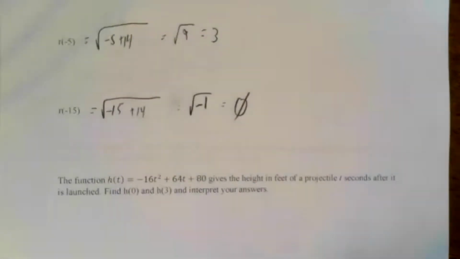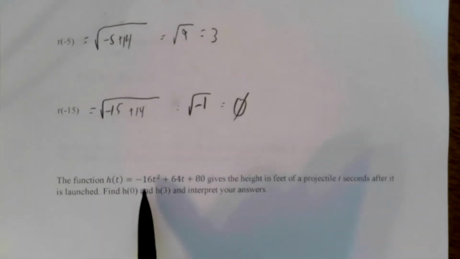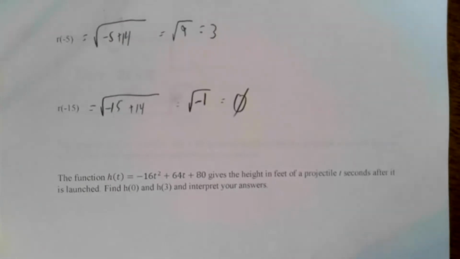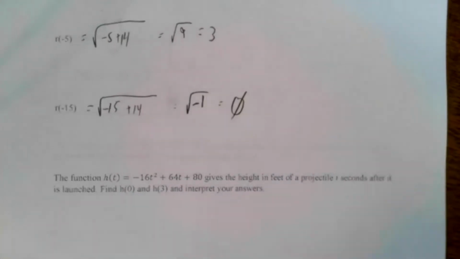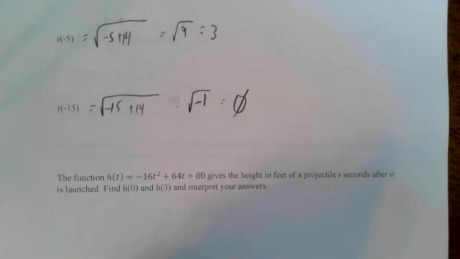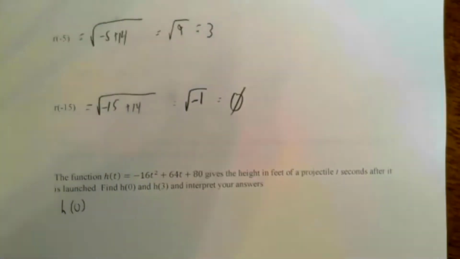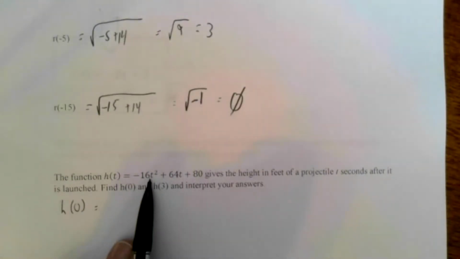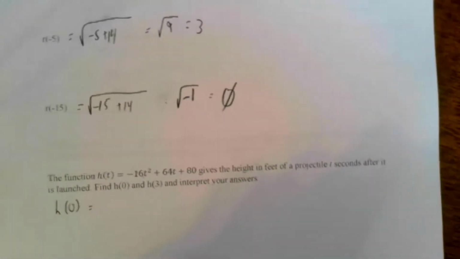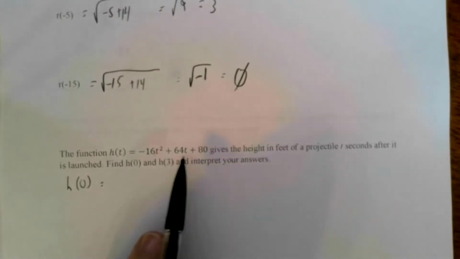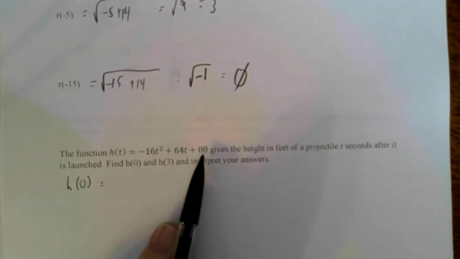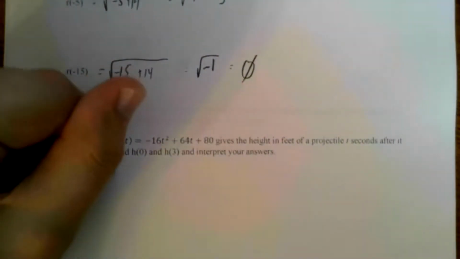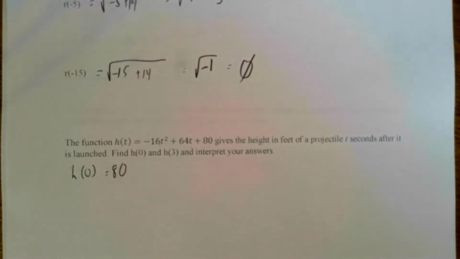The next one says we have some function. So we have -16t squared plus 16t plus 80 that gives the height of a projectile t seconds after its launch. So it says find h of 0 and h of 3 and interpret your answers. So if I do h of 0, all I'm going to do is plug in 0 wherever I see a t. So if I plug in 0 to t squared, this first term cancels out. If I plug in 0 into t here, the 16t term cancels out. So all I'm left with is just 80. Right, so h of 0 is going to be 80.